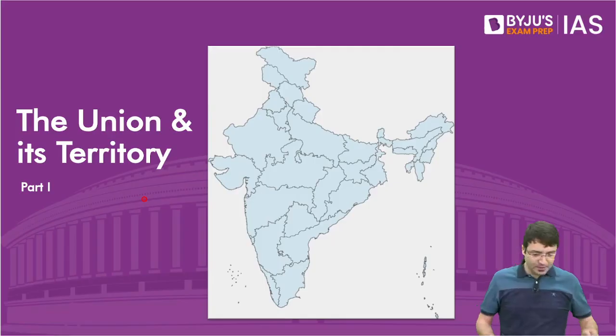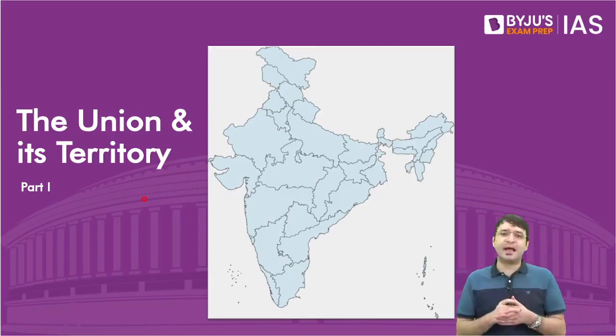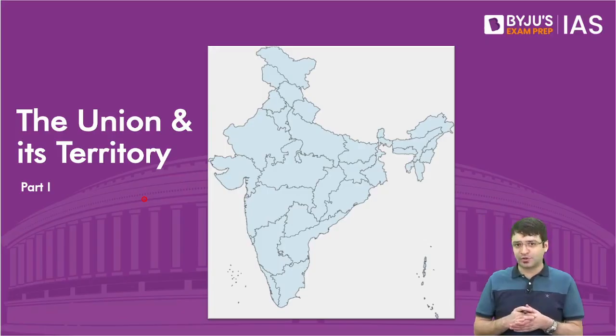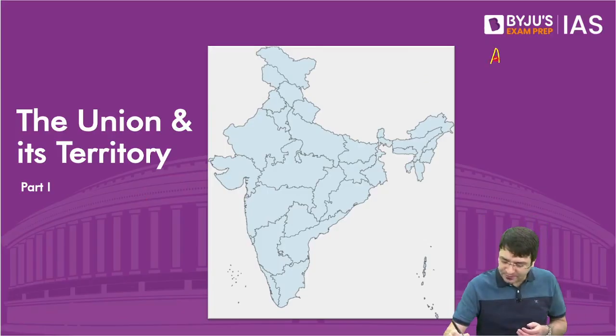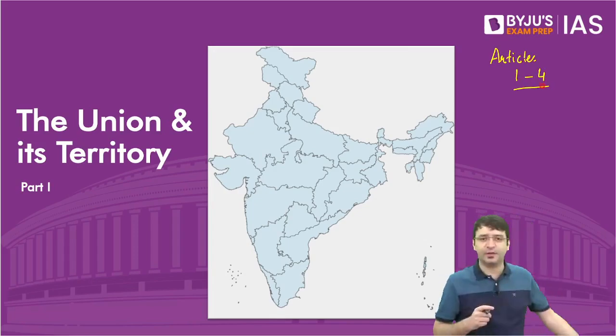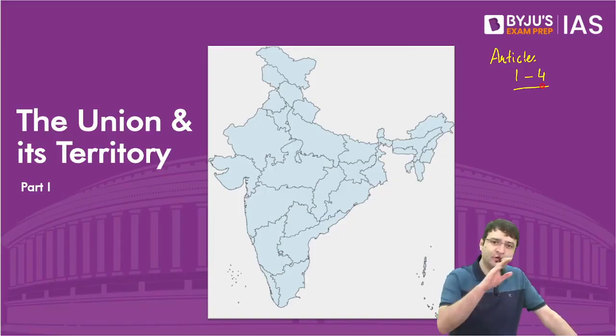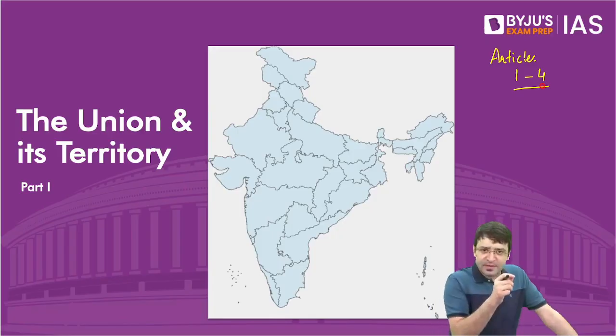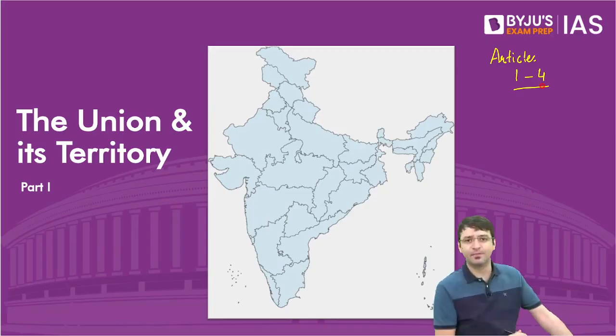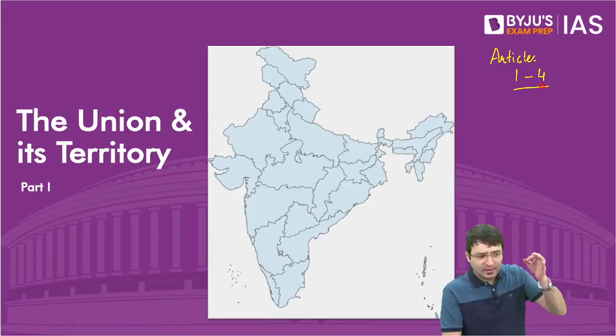Okay. Now let's look at Union and its territory, part 1 of the Constitution. Here we have to discuss Articles 1 to 4. But listen to me carefully. Sir, do I have to memorize all the articles of the Constitution? No. Sir, do I have to memorize what is Article 1, 2, 3, 4? No. Just understand the concept. But I will still go by article so that there is continuity, so that there is flow.